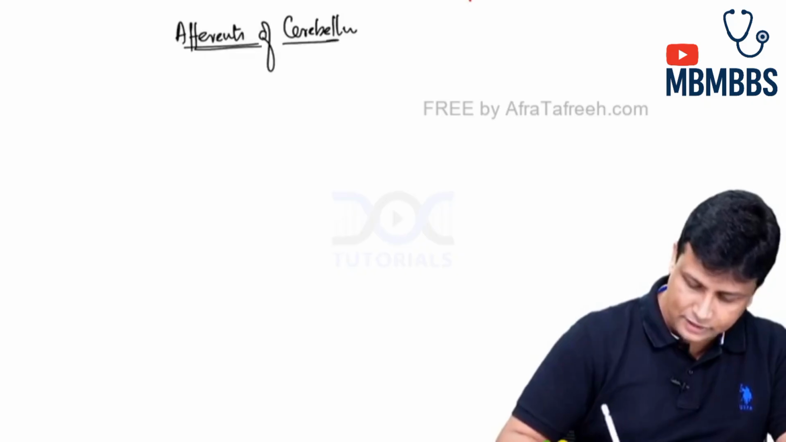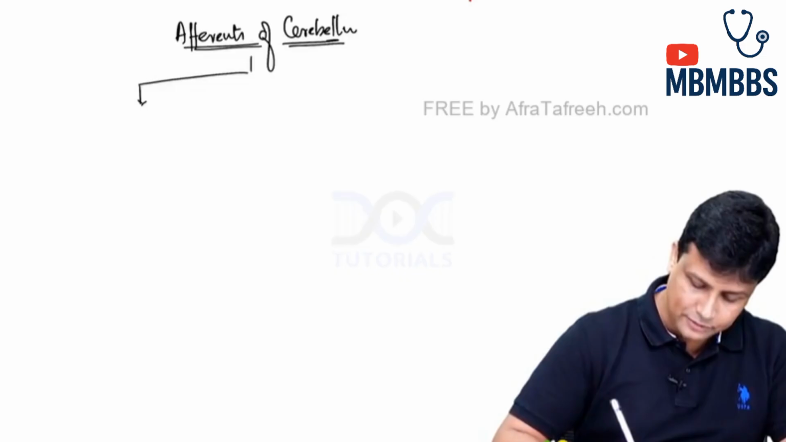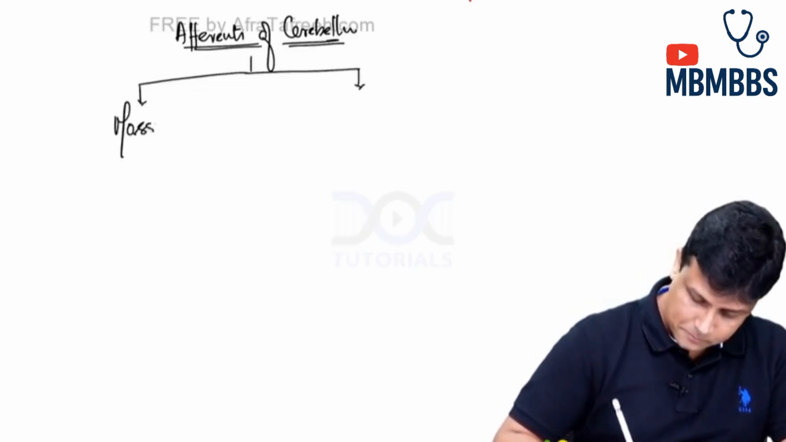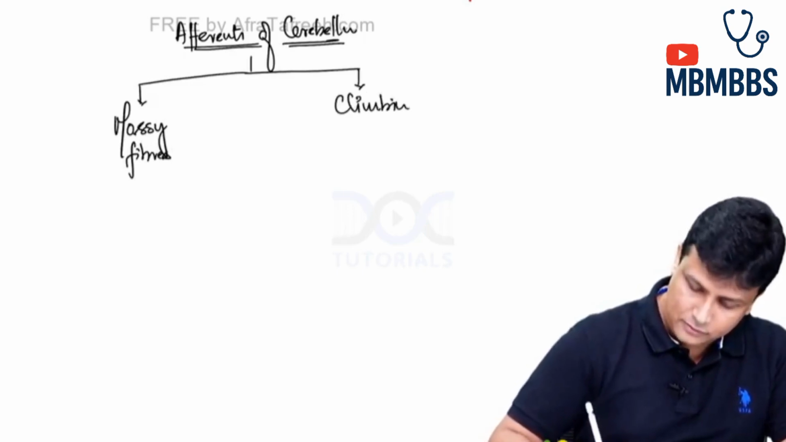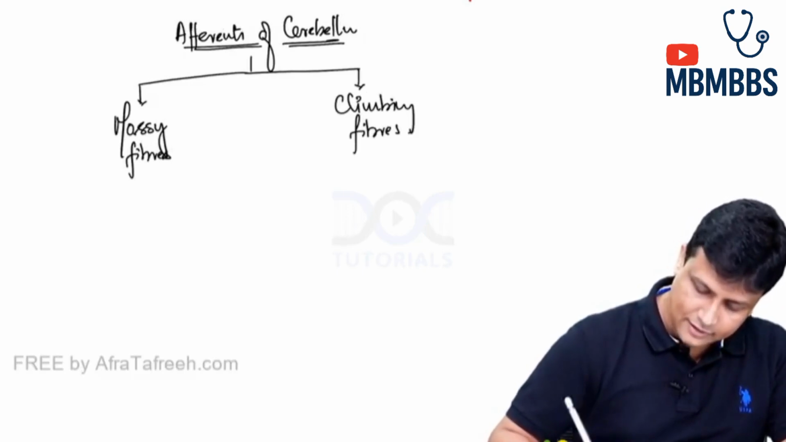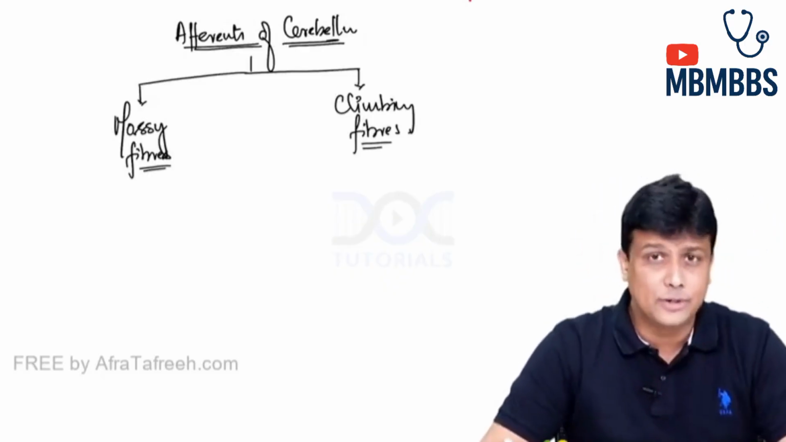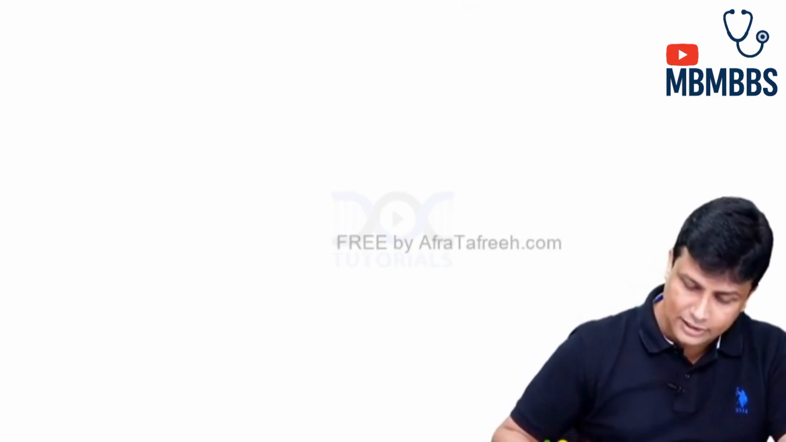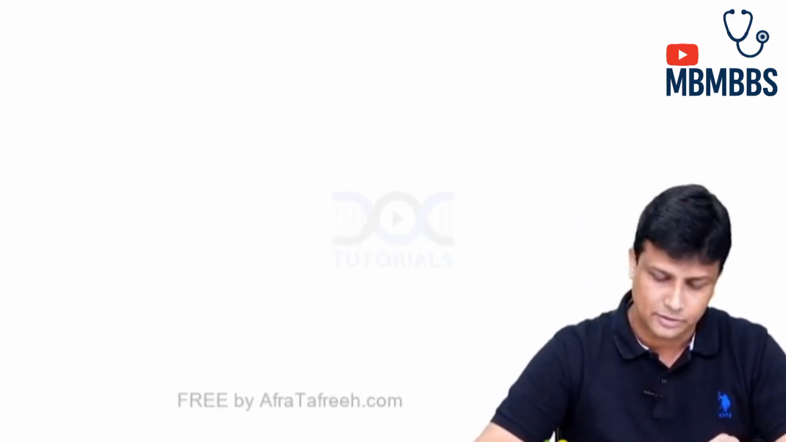The afferents of the cerebellum, the fibers which are going to enter into the cerebellum, are divided into 2 categories of fibers. We have the mossy fibers and then the climbing fibers. So the afferents of the cerebellum, the fibers which are going into the cerebellum, are divided into 2 categories, the mossy fibers and the climbing fibers. I will tell you the difference between them, and I'll also tell you which tracts are included under mossy and which tracts are included under the climbing fibers.